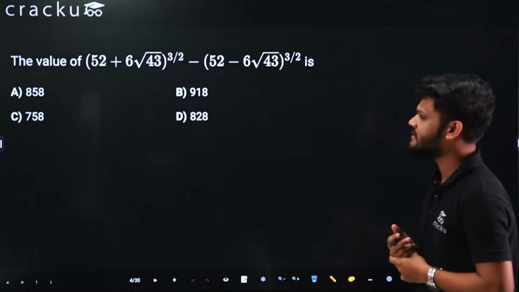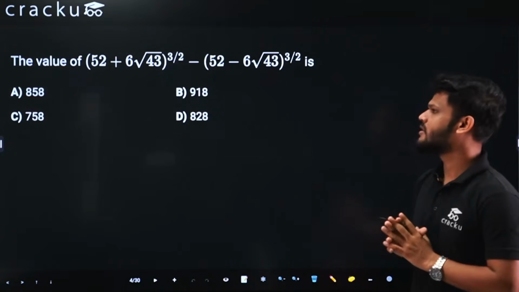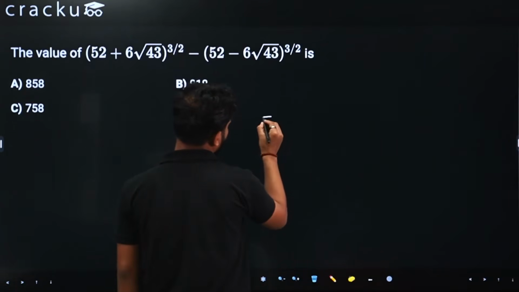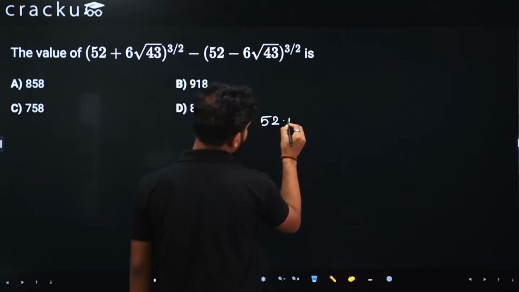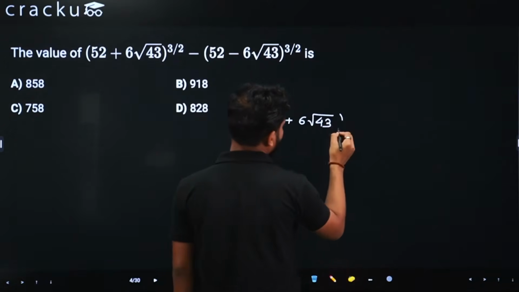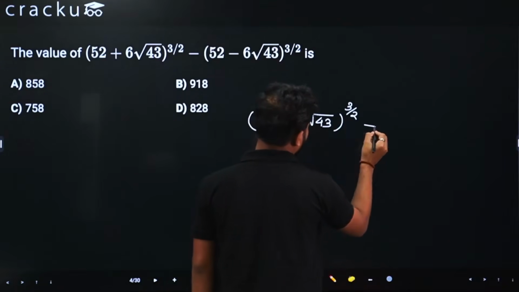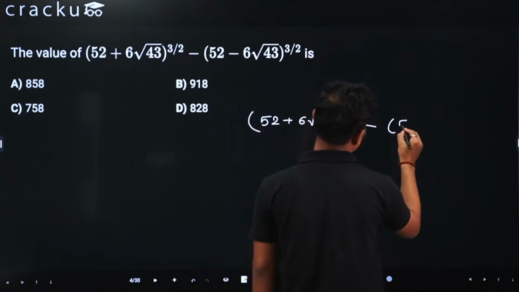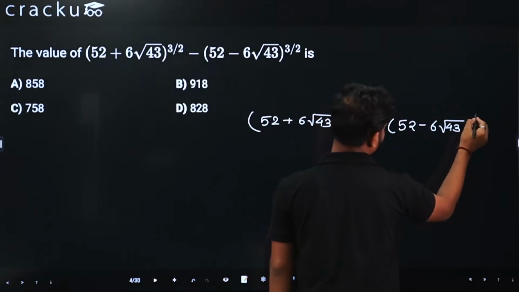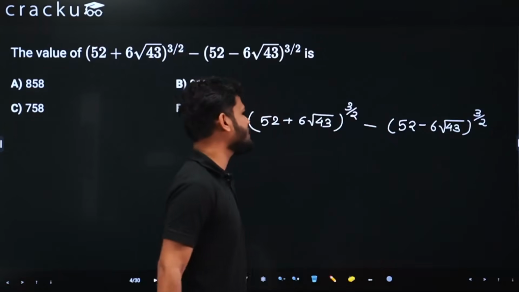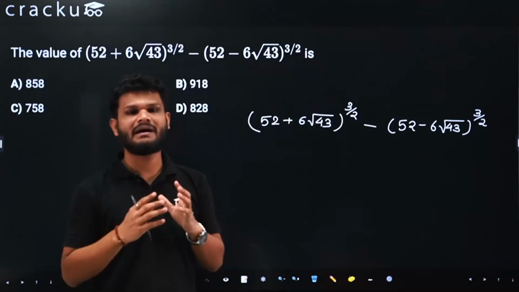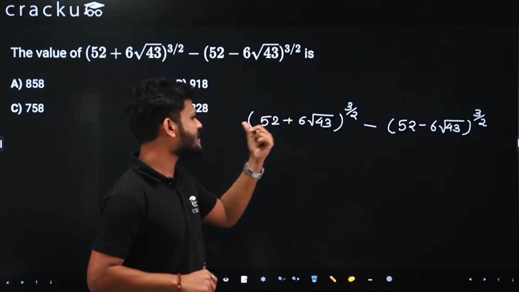In this question we are asked the value of the given expression. So how do you find the value of the given expression? Let us say (52 plus 6 under root 43) raised to 3 by 2, minus (52 minus 6 under root 43) raised to 3 by 2. How do you solve this? First, this 1 by 2 means square root. So whenever there is 1 by 2 in the power, it means we are taking the square root. We have to take the square root of this.